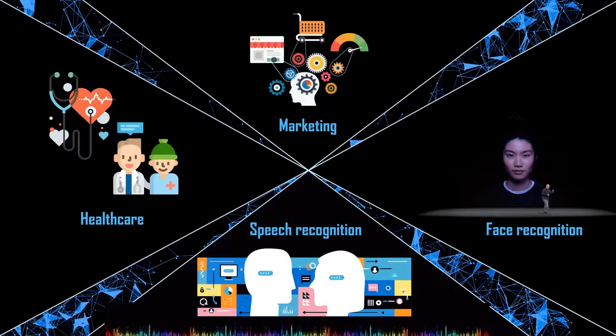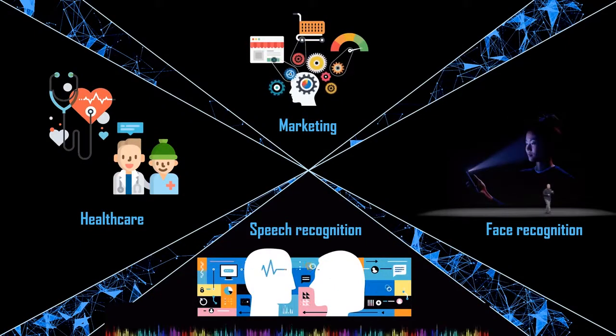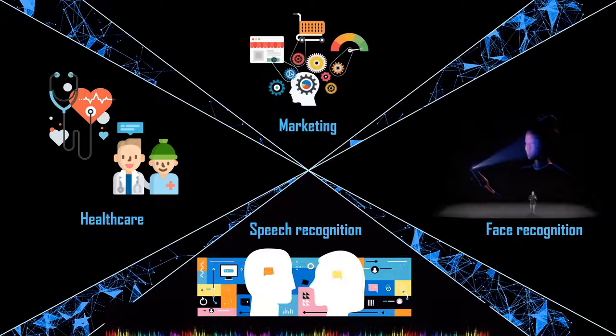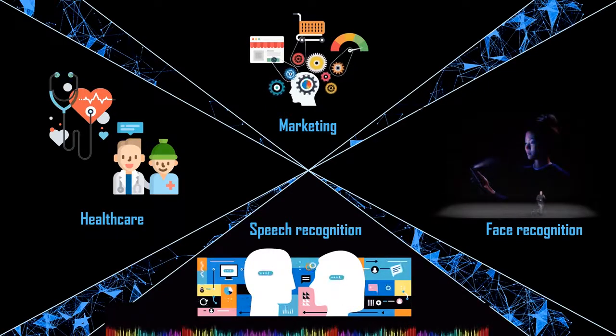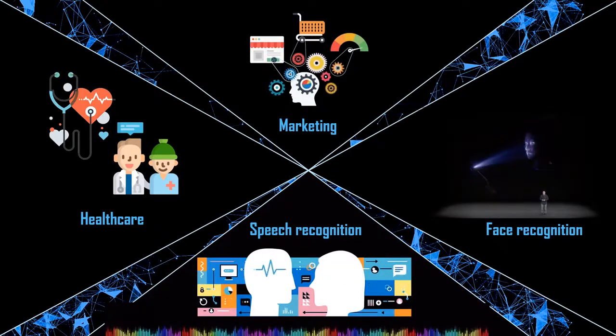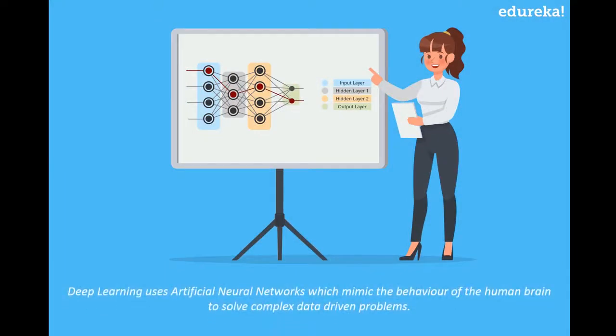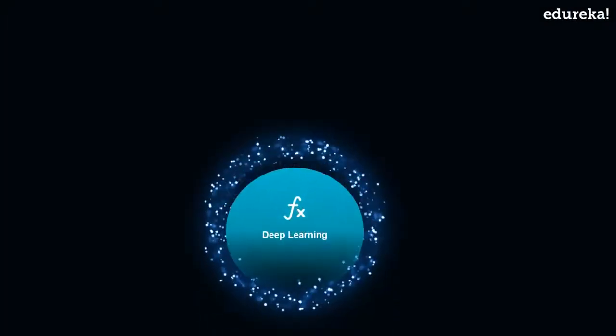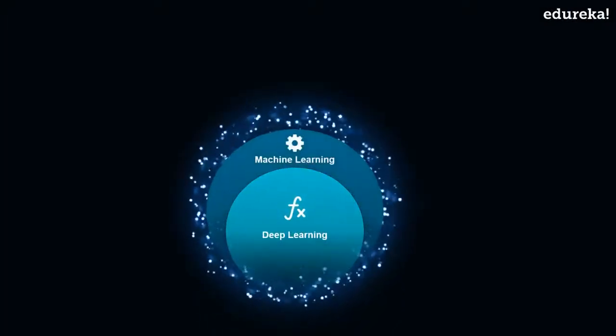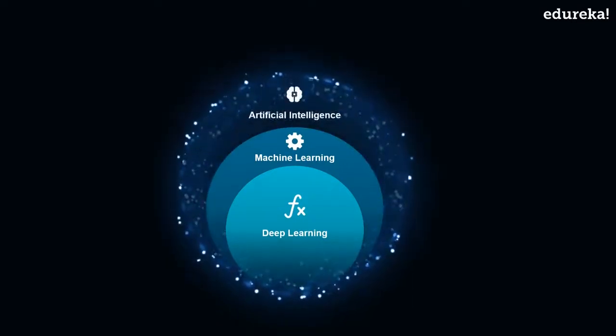From speech recognition and face recognition to healthcare and marketing, neural networks have been used in a varied set of domains. Hi all, I'm Zulekha from Edureka, and I welcome you to this session on what is a neural network. An artificial neural network is the functional unit of deep learning. Deep learning uses artificial neural networks which mimic the behavior of the human brain to solve complex data-driven problems. Now, deep learning in itself is a part of machine learning which falls under the larger umbrella of artificial intelligence.